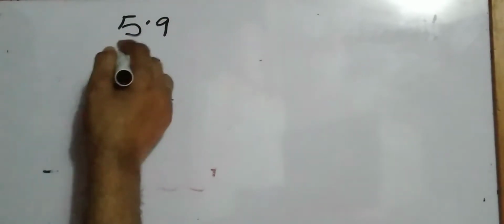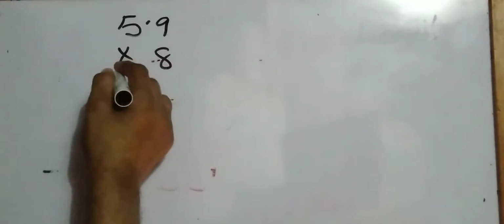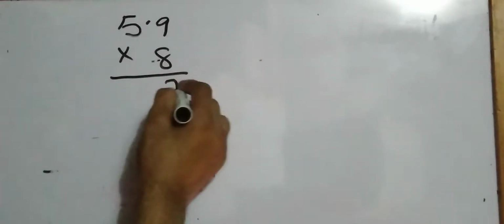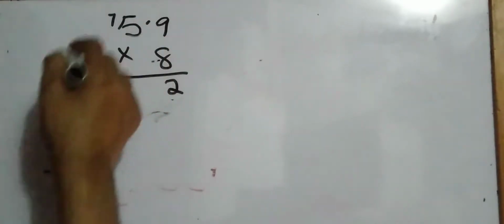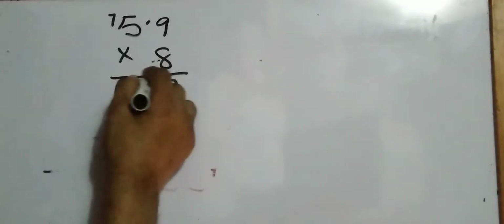on multiplication of decimals. So let's go. Number one, the first one we're going to do is 5.9 multiplied by 8. So let's multiply. 8 nines is going to give you 72. We're going to put the 7 over. 8 fives are 40, plus 7 gives you 47.